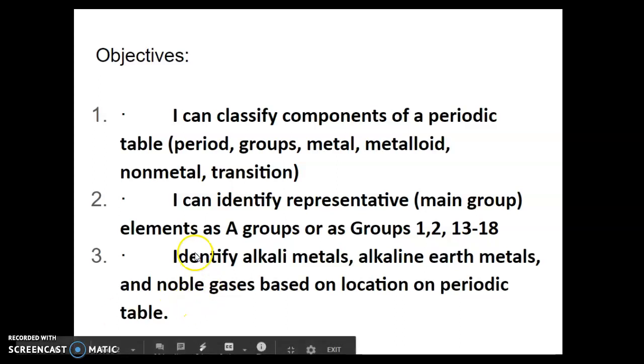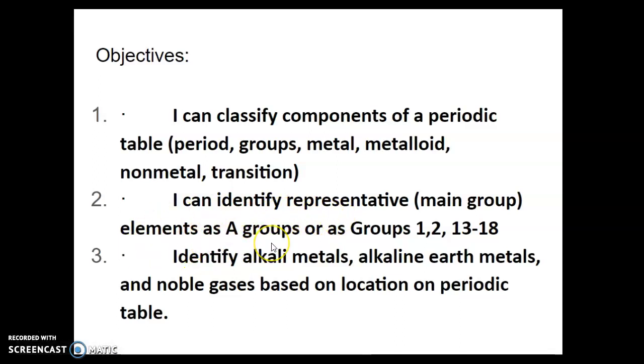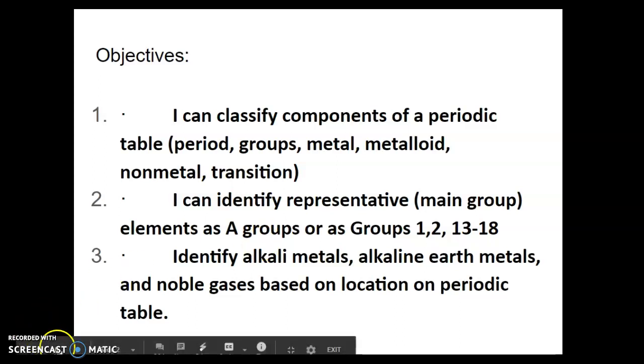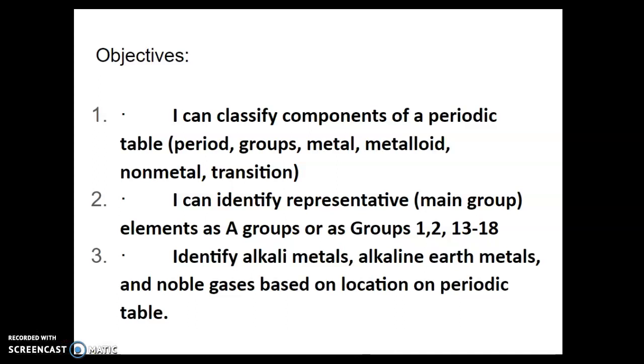And the second one is you can identify representative elements as A groups. So there are two groups, one is A group and then B group. So apart from the other groupings, you'll be able to classify A and B groups. And then identify alkali metals, alkaline earth metals, and noble gases based on the location on the periodic table. So this is what today's objective is. You have to pause the video and start writing it in the area where you have to mention the objectives.